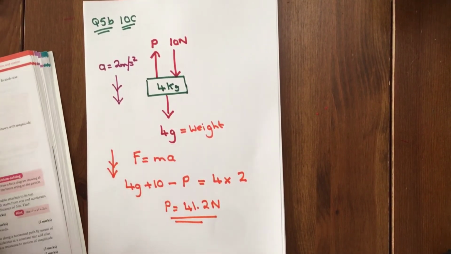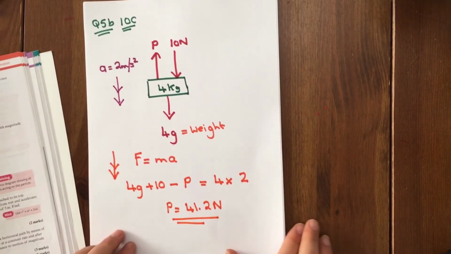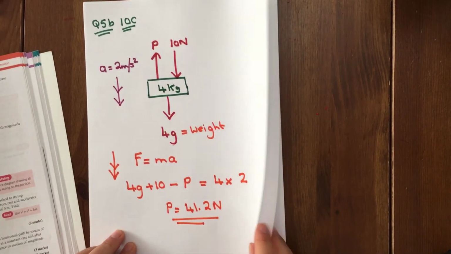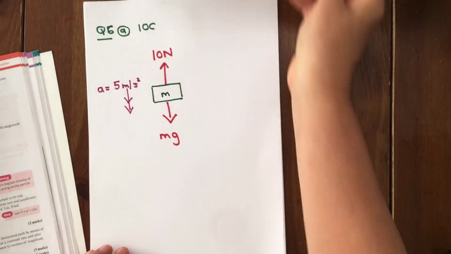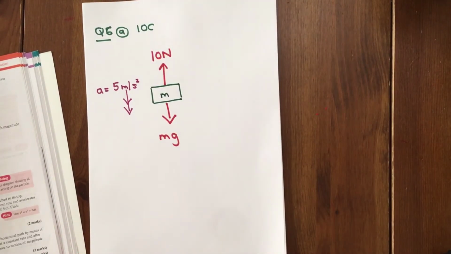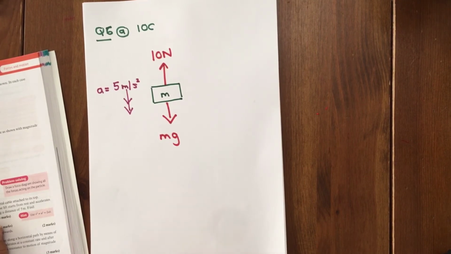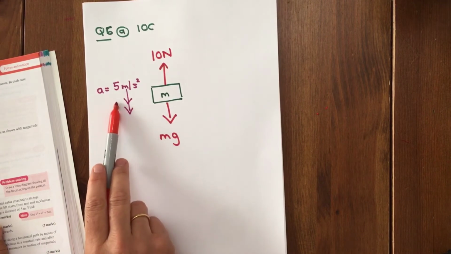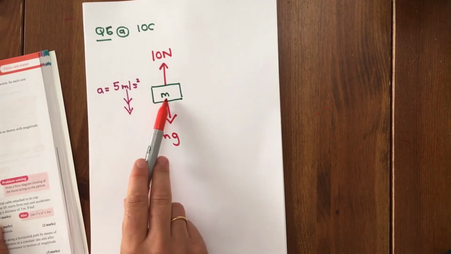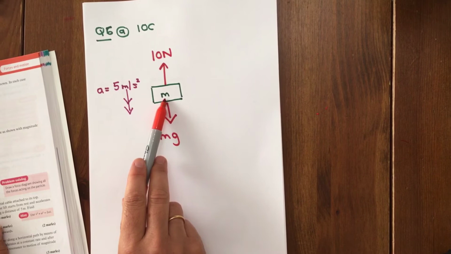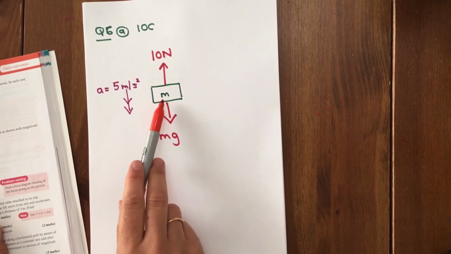Okay, my next question I'm going to look at. I'm going to go as slowly as I can through this. This is the start of the tricky work in chapter 10. Okay, now I'm going to look at question 6a. Now, in this case, I'm given the acceleration. I'm not given the mass. So I want to find the mass of this object.